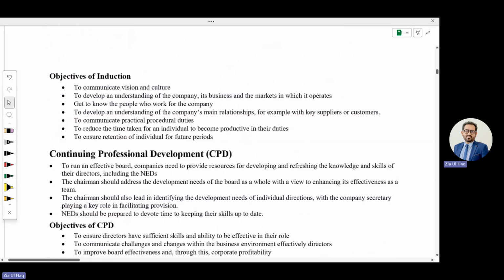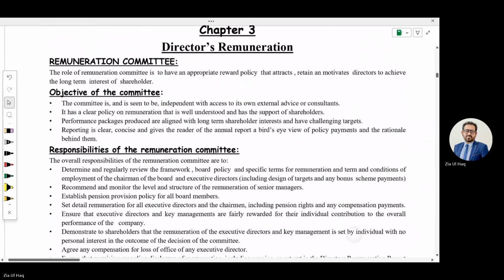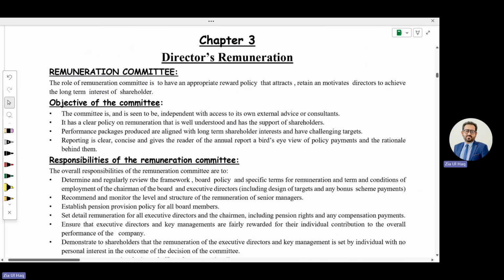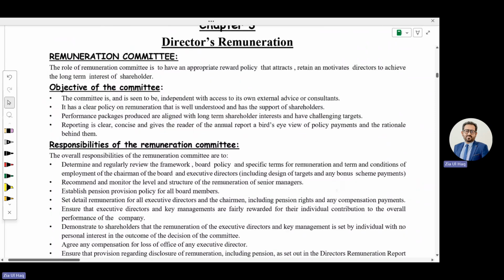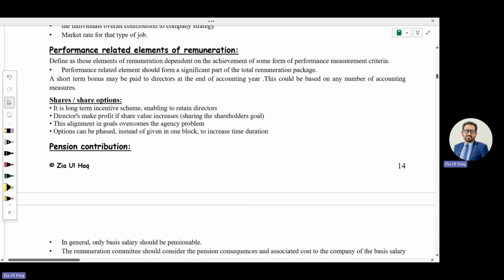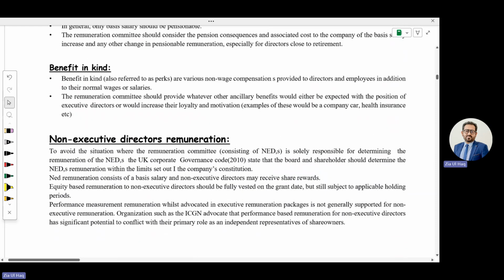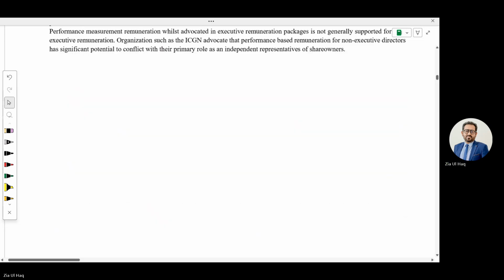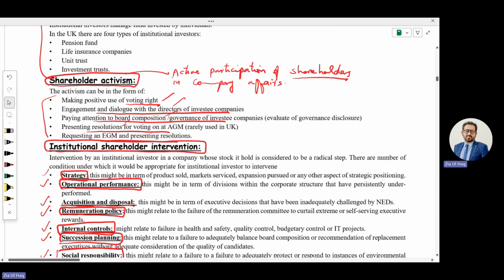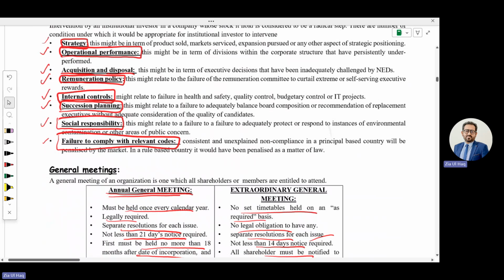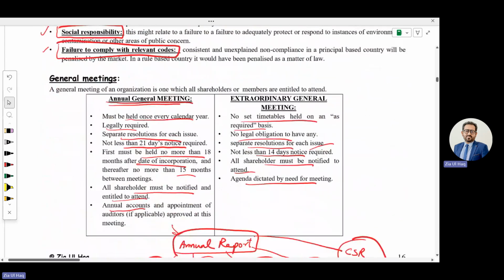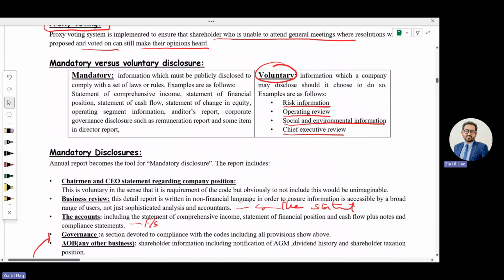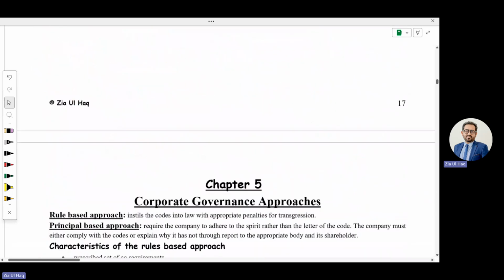We have covered everything relating to chapter 3, directors' remuneration, as well. What is the role of remuneration committee? What are the reward package elements? Who sets non-executive director remuneration? Board as a whole. And we have covered investors, activism, shareholder activism, AGM versus EGM, proxy voting, disclosures.